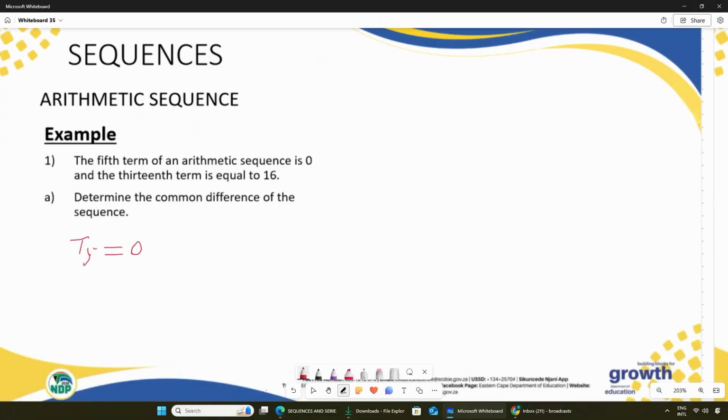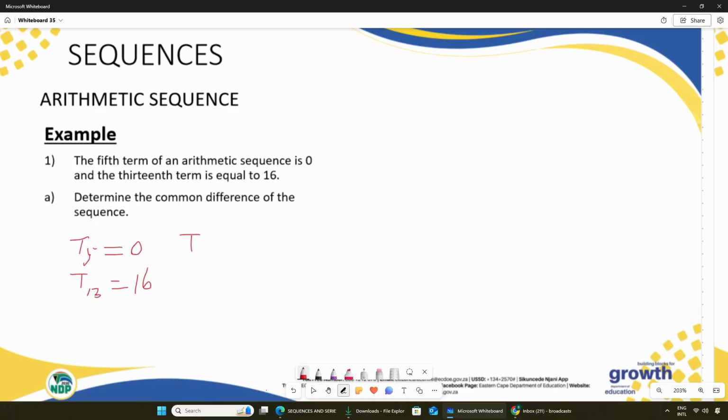Term 5 is equal to 0, and the 13th term is equal to 16. T13 is equal to 16. So this is what they told you. What do you know about this information in an arithmetic sequence? You ask yourself a question.